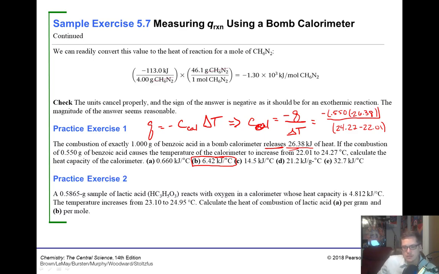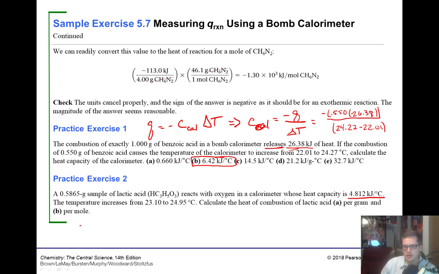Now this next problem says a 0.5865 gram sample of lactic acid reacts with oxygen in a calorimeter whose heat capacity is 4.812 kilojoules per degree Celsius. The temperature increases from 23.10 to 24.95 degrees Celsius. Calculate the heat of combustion of lactic acid per gram and per mole. So that means we just need to find the heat.